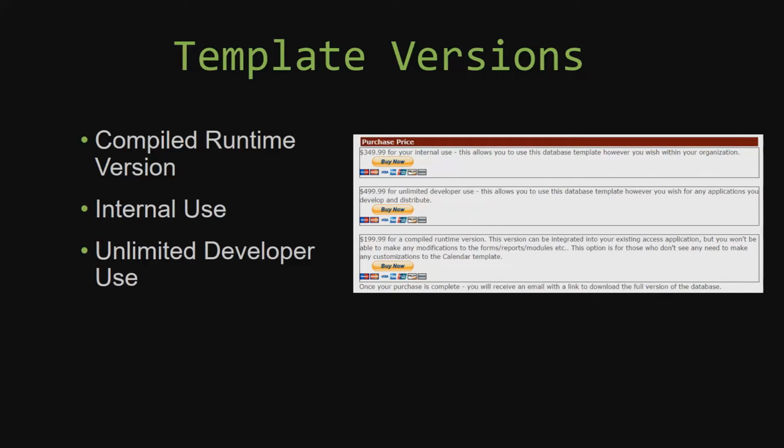With most of our templates that we offer, there's three different versions that you can purchase: a compiled runtime version, one for internal use, and one for unlimited developer use. Our compiled runtime version is a run-as-is version without the paid full version of Microsoft Access, using the free Access runtime from Microsoft. It can be integrated into your existing Access application, but you would not be able to make any modifications to the forms, the reports, the modules, etc. This option is more for those of you who do not see any need to make any customizations to the template. Our internal use version allows you to use or modify the databases however you wish within your organization.